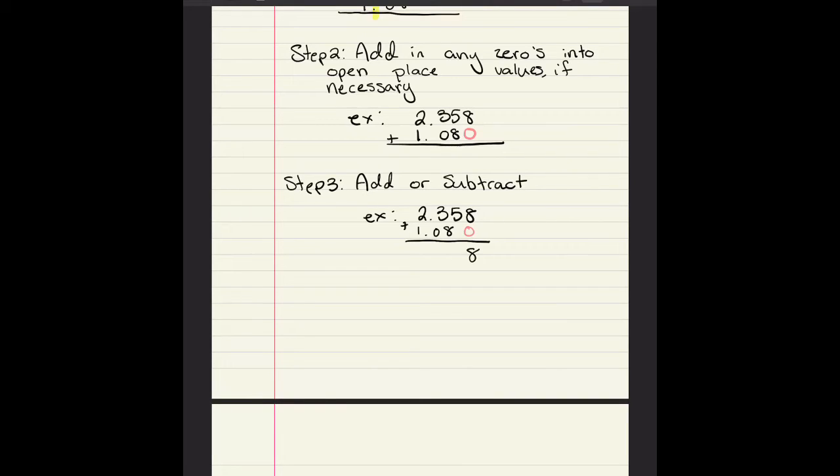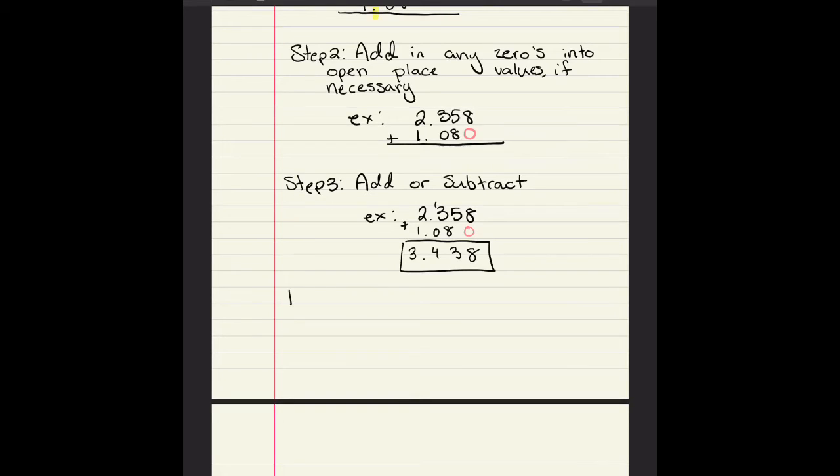So 8 plus 0 is 8. 5 plus 8 is 13. Carry the 1. 3 plus 0 is 0, plus this one we have up there, which is 4. Bring our decimal down. 2 plus 1 is 3. And that's your final answer.